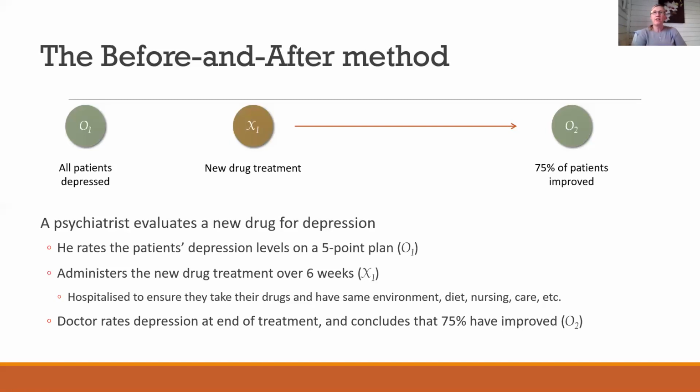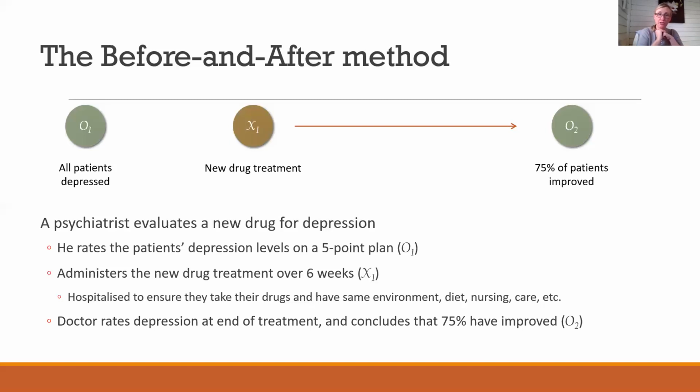After 6 weeks, the doctor reevaluates the patients, and he rates their depression again on a scale of 1 to 5, the same sort of clinical criteria as he did in the first place. He concludes 75% of patients have improved. And that means moving up or down the scale in terms of depression. That looks like a pretty big effect, doesn't it?